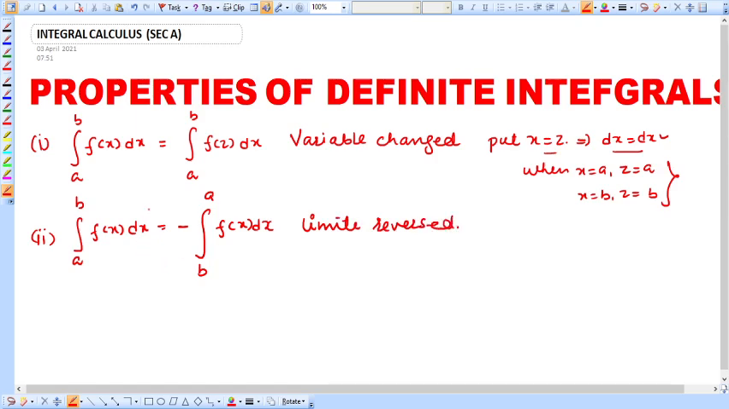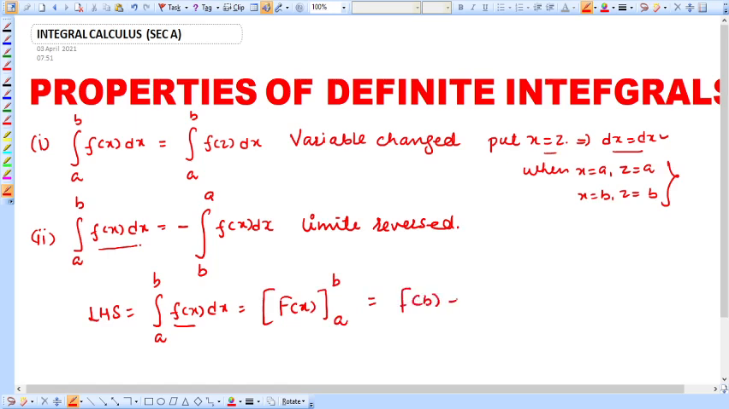In order to prove this, you take the left hand side. Left hand side is equal to integration a to b f of x dx. If you integrate any function f of x, you are going to get another function, say capital F of x. Then there are limits also, a to b. So after putting the limits in this, we get F of b minus F of a.